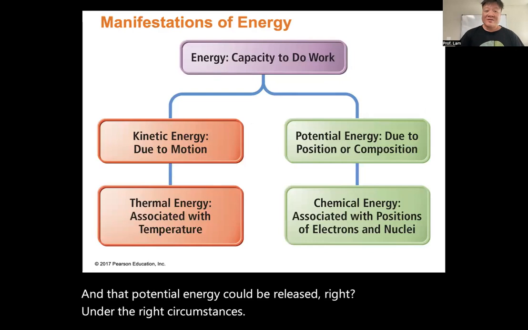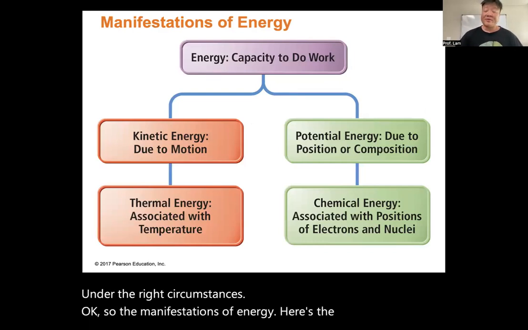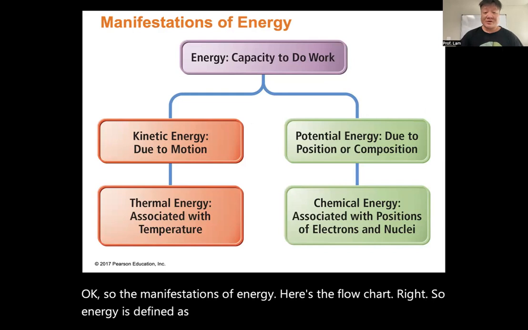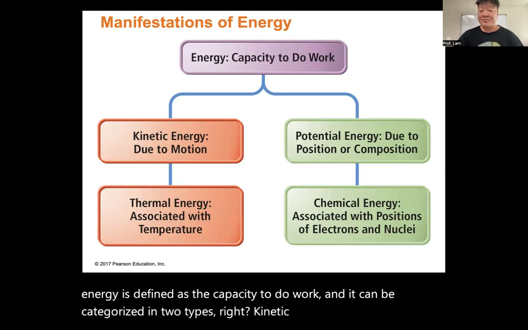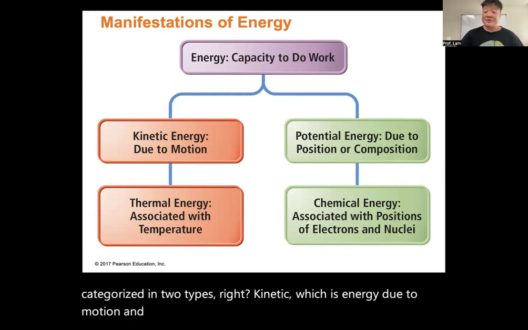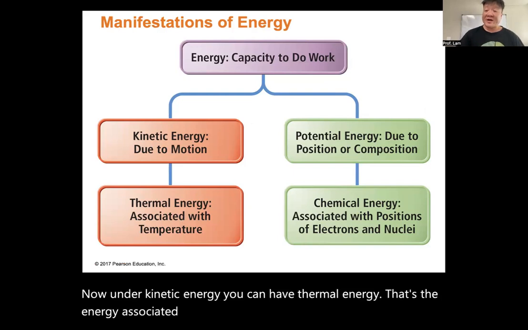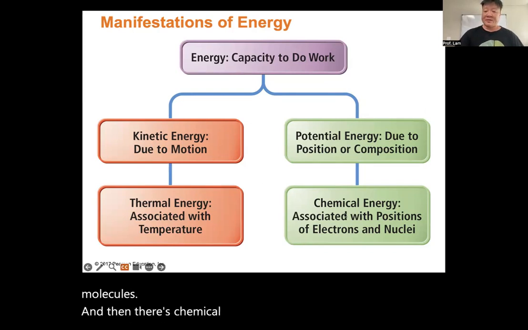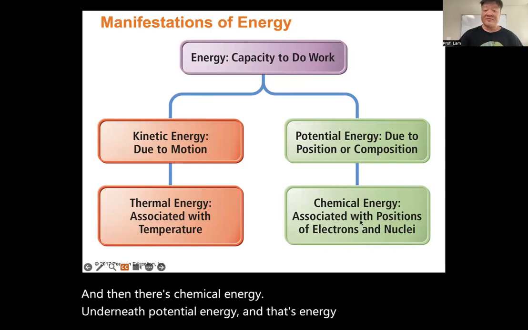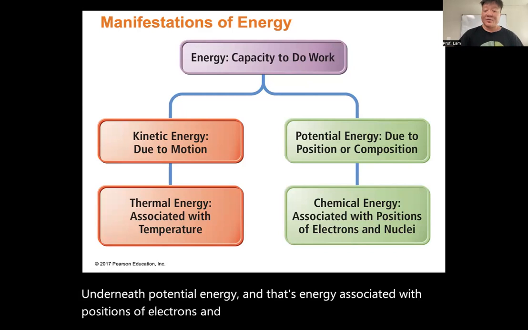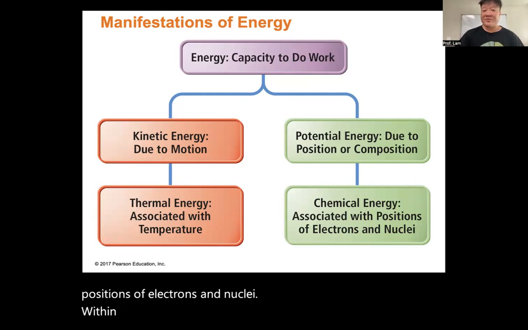Okay. So the manifestations of energy. Here's the flow chart. Energy is defined as the capacity to do work, and it can be categorized in two types: kinetic, which is energy due to motion, and potential energy, which is due to position or composition. Now, under kinetic energy, you can have thermal energy. That's the energy associated with temperature and the vibration of molecules. And then there's chemical energy underneath potential energy, and that's energy associated with the positions of electrons and nuclei within the atoms of the molecules.